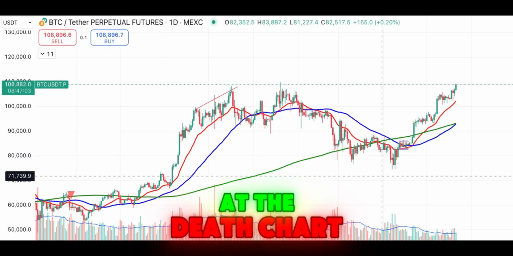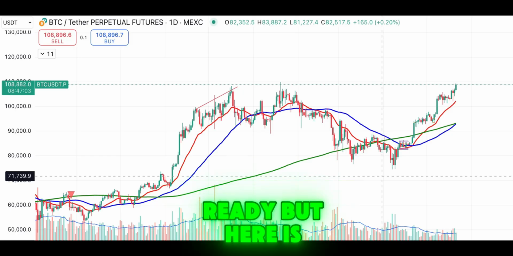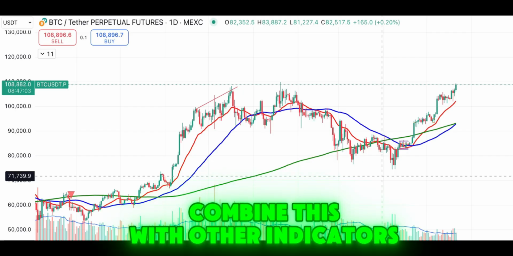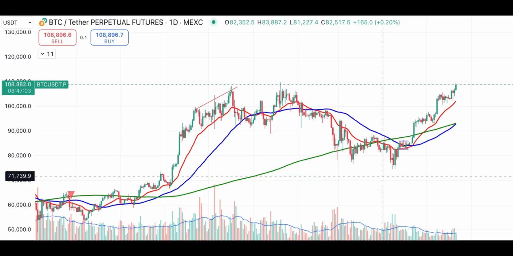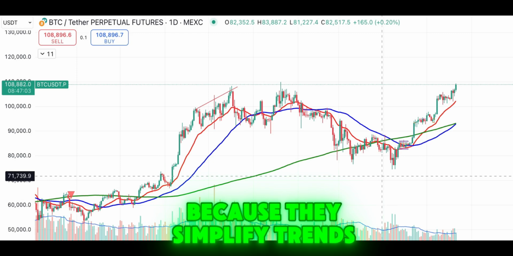Look at this chart. The golden cross rally. But here is a tip: don't trade blindly. Combine this with other indicators like volume to avoid false signals. Moving averages are great for beginners because they simplify trends.